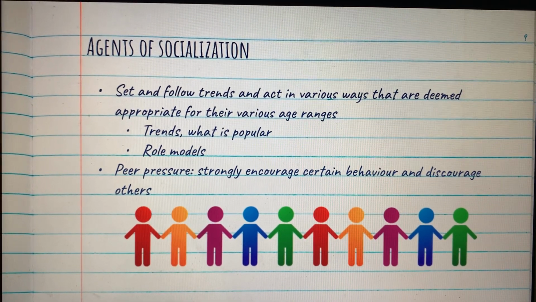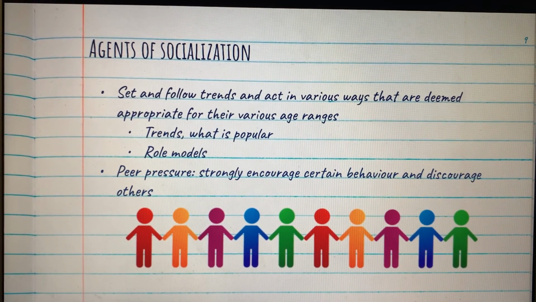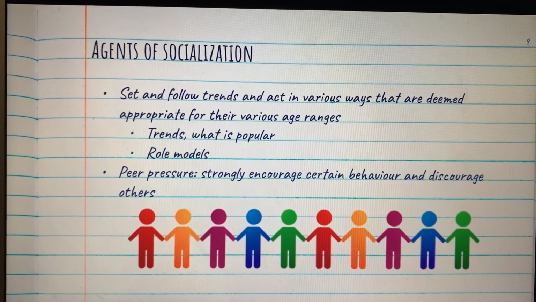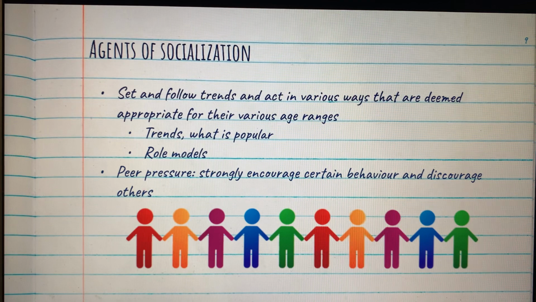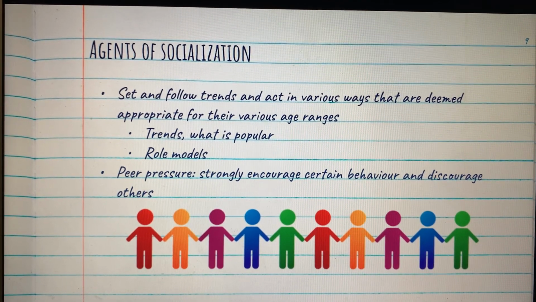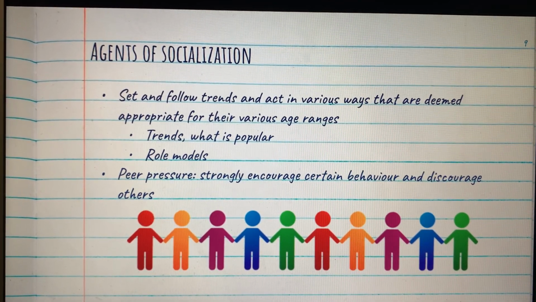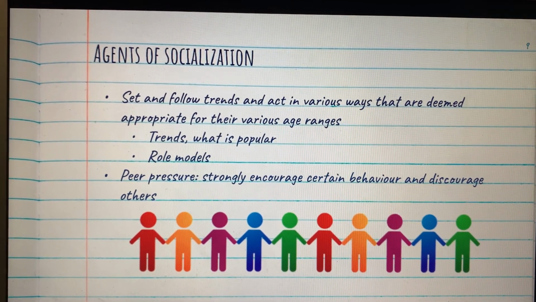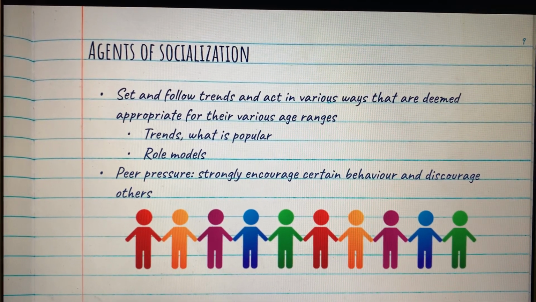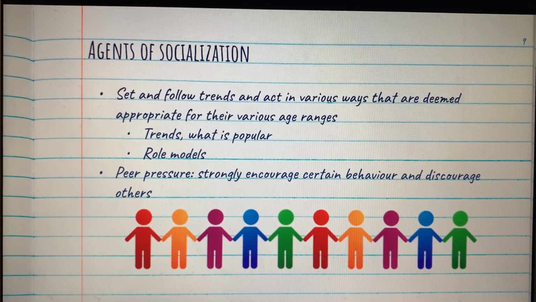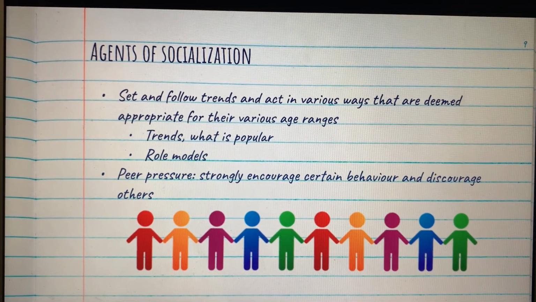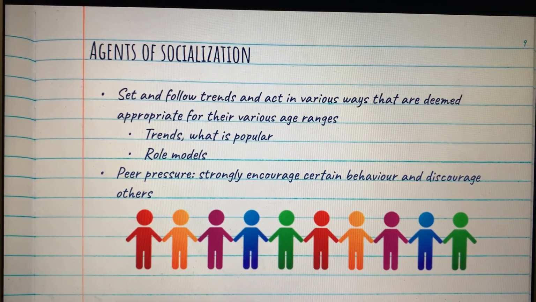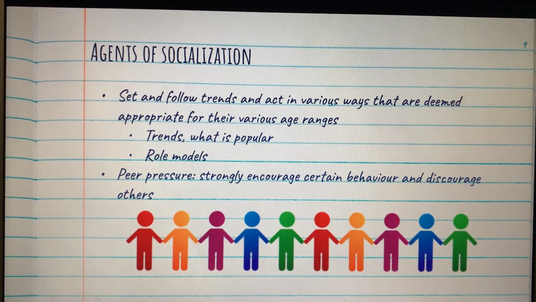So this can be looking at something like trends, what is popular, not only with how to look, but also how to behave at certain ages. And it also can be for role models. So looking at peers who are doing well in school, or who are very social, other children are going to look at those children as role models because they also want to achieve that form of socialization.